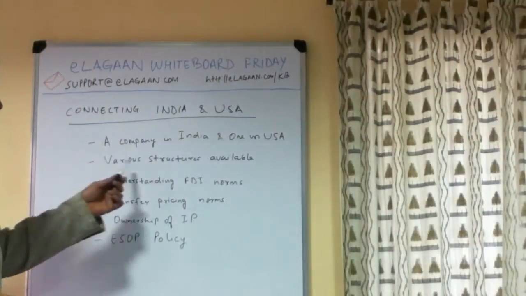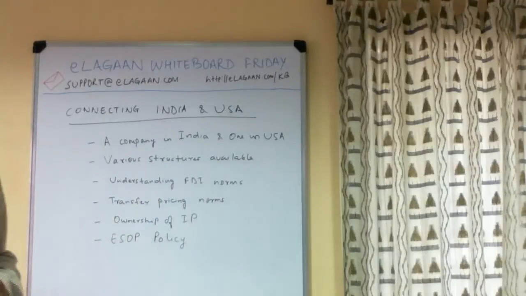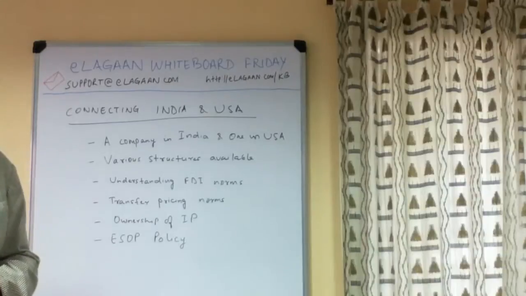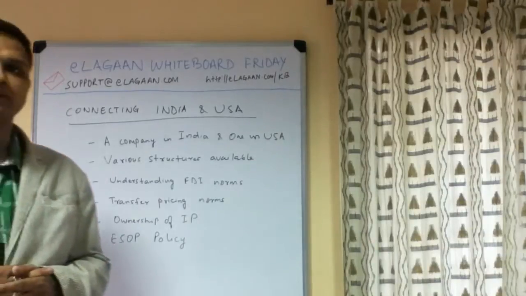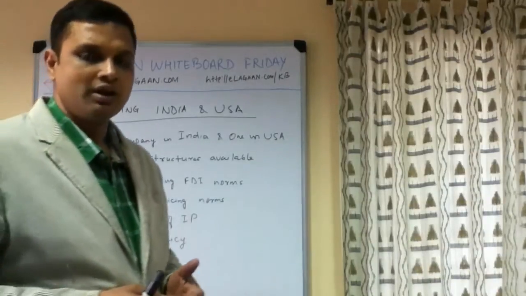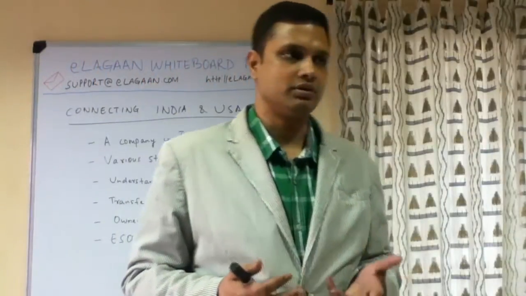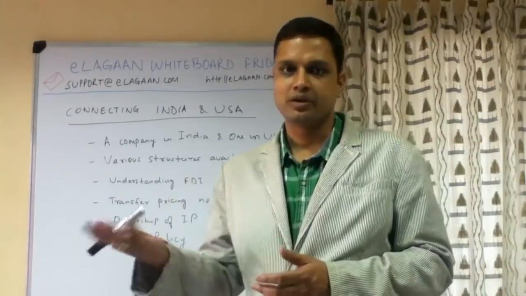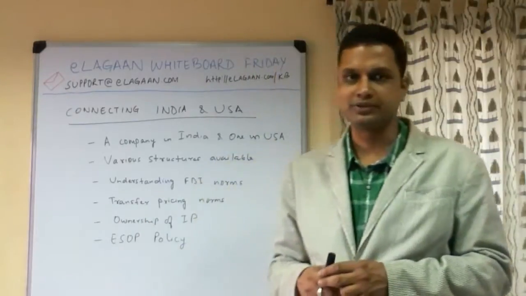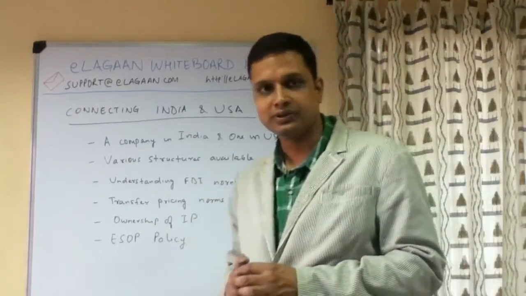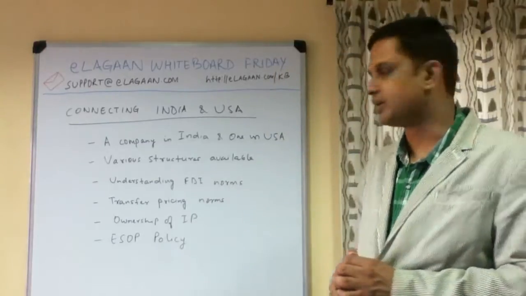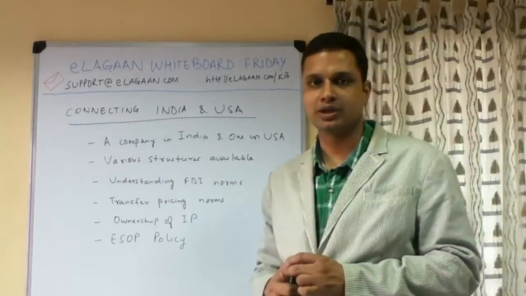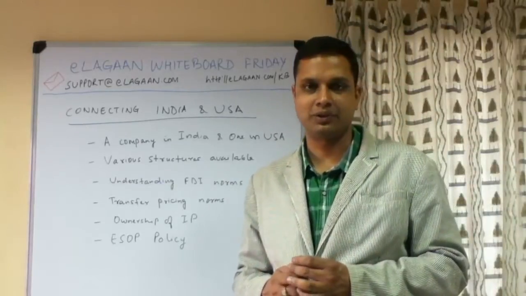One is, what are the various structures available? Depending on your line of business, you should look at things like a branch office or a sales office or just a research and development office, or it can be a support office, a project office. So these are some of the options that are available. And what structure suits you best depends on what all activities you are planning.